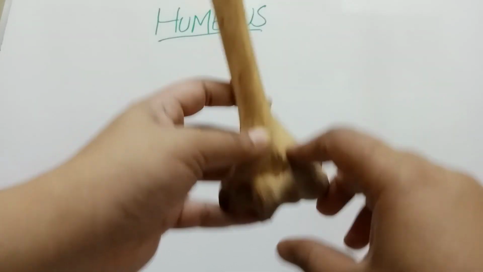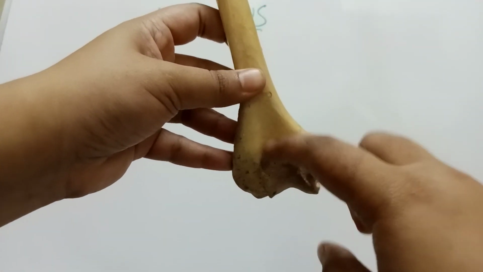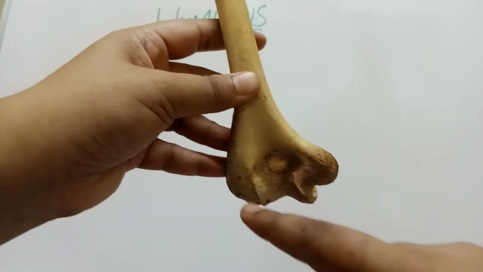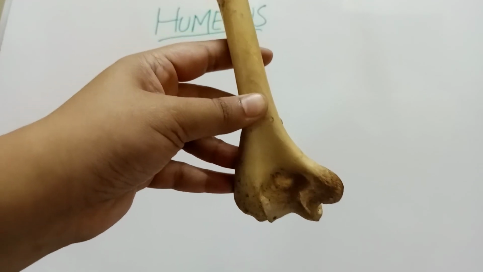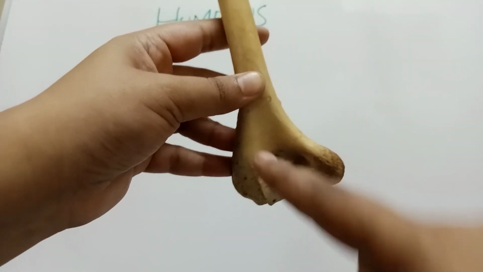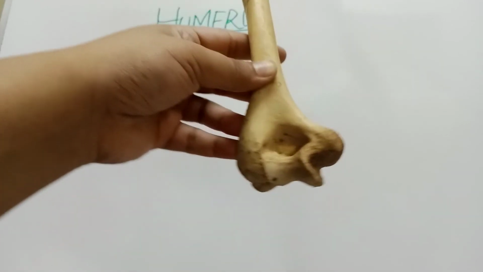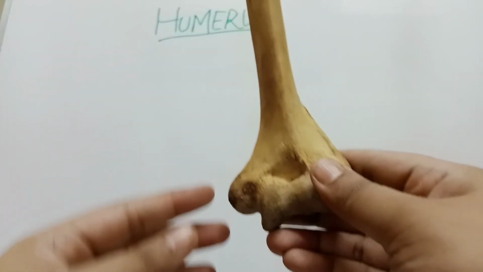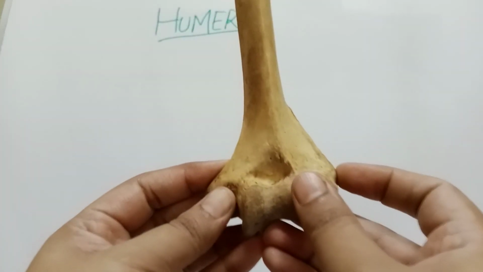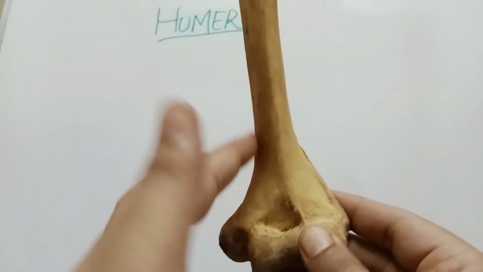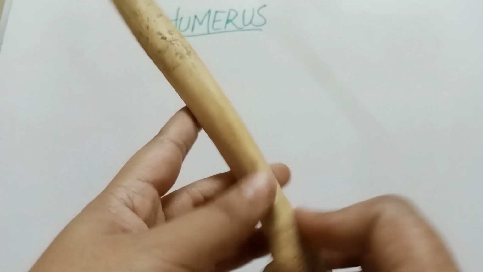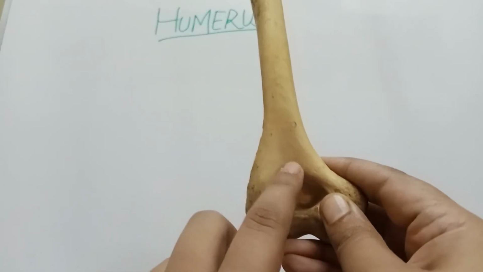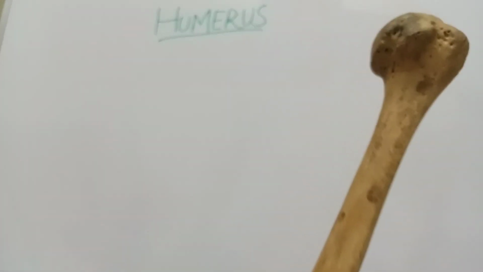The third fossa is the olecranon fossa. It is a big depression just above the posterior aspect of the trochlea, and it accommodates the olecranon process of the ulna when the elbow is extended. So the lower end has the medial epicondyle, lateral epicondyle, lateral supracondylar ridge, medial supracondylar ridge, and the coronoid fossa and radial fossa in the front, and the olecranon fossa behind. These are some features of the humerus bone.